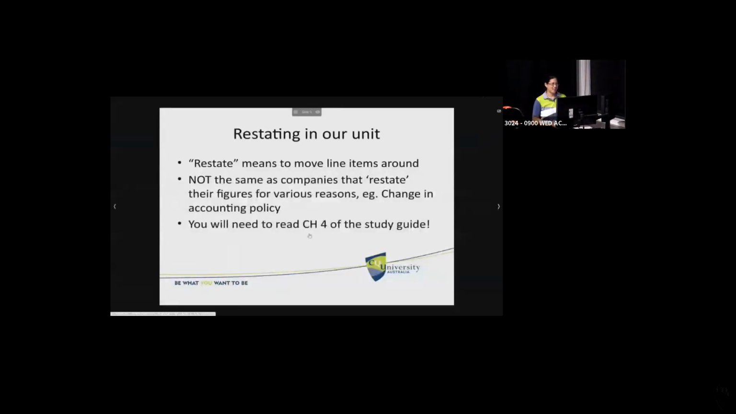Okay. Any other questions that we should probably go through before I move on to restating?